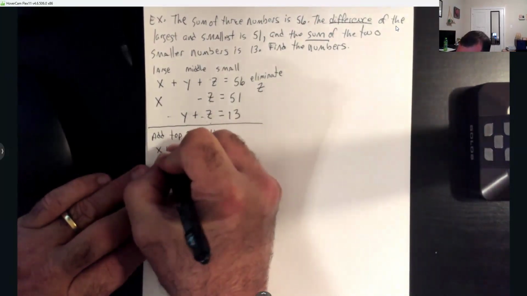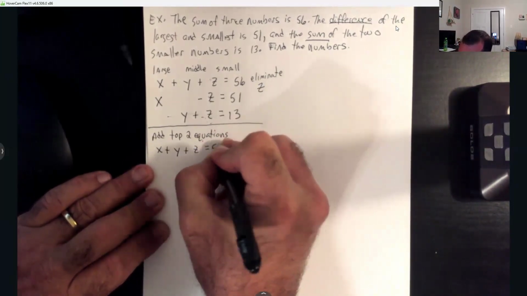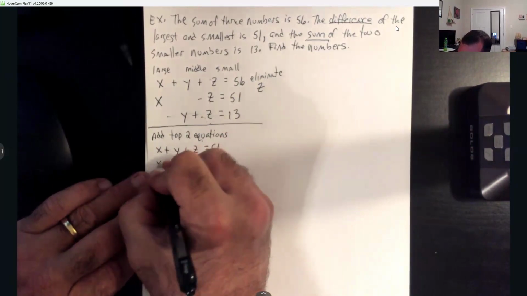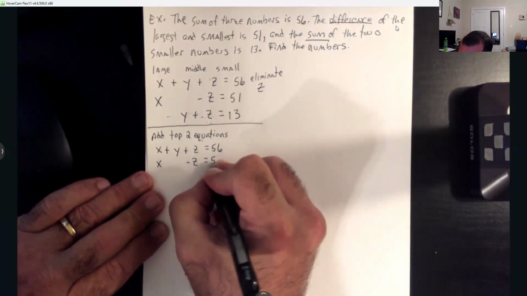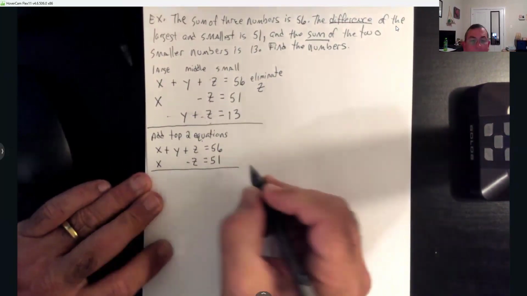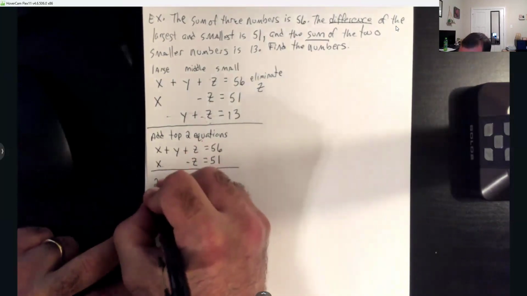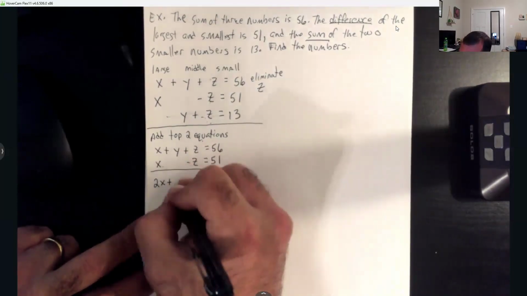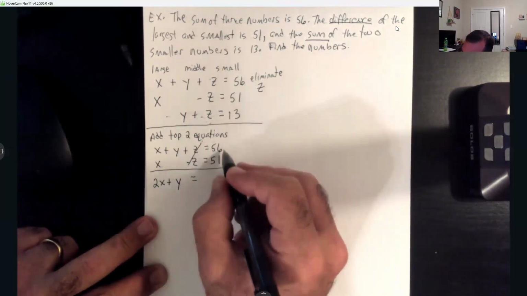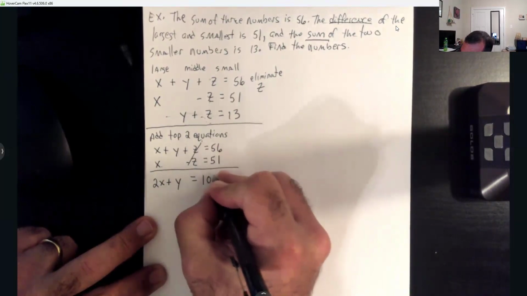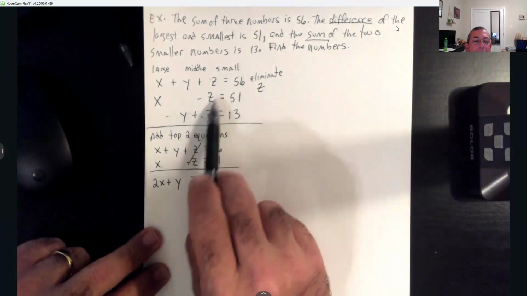So I had x plus y plus z equals 56. I had x minus z equals 51. All right, y'all, let's see what that gives us. x and x will make 2x, plus my y. The z's canceled. So those two added to give me 107.